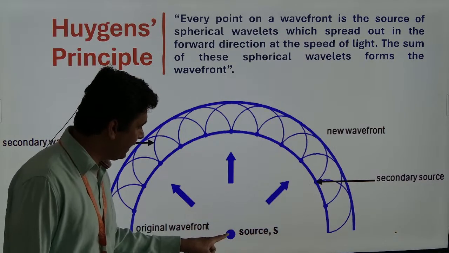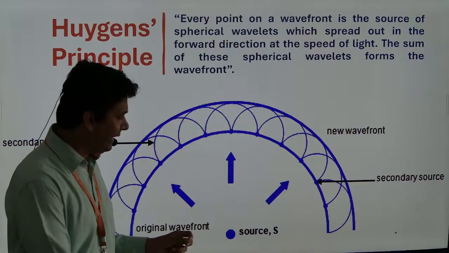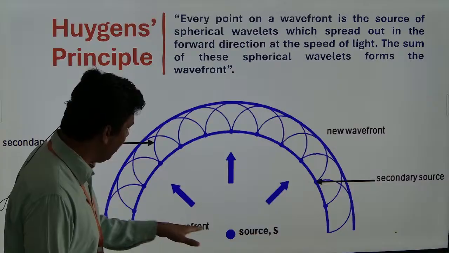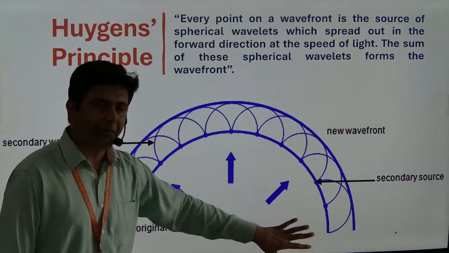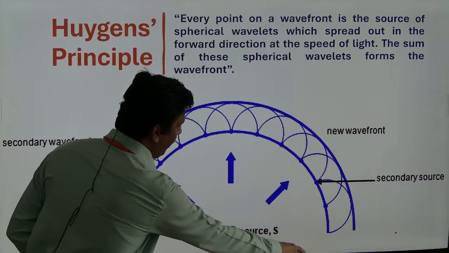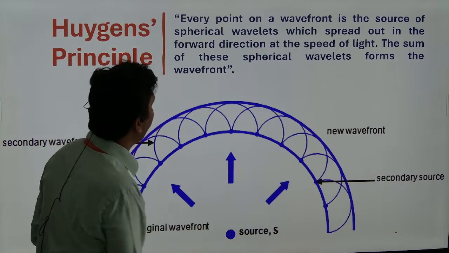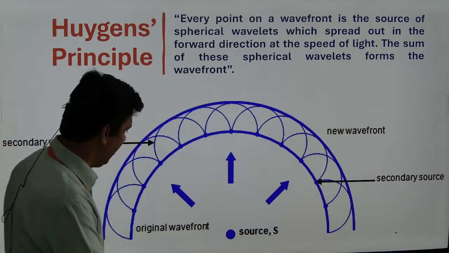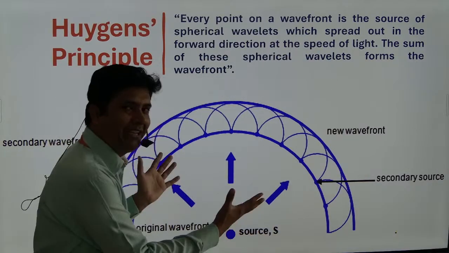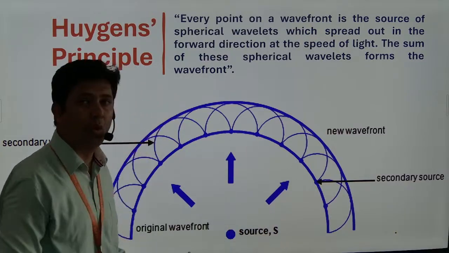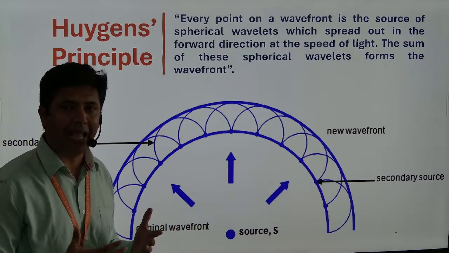So let us consider we have a source of light, and it is emitting light in all possible directions. That means light is traveling through this medium in all possible directions. So this particular formation of wavefront will be there. That means every point on a wavefront is the source of a spherical wavefront. Whatever source of light is emitting the light forms the first wavefront. We call it the original wavefront, or you may call it the primary wavefront.